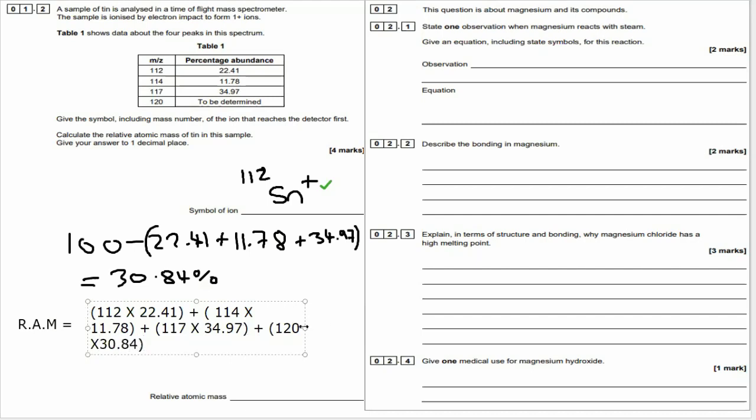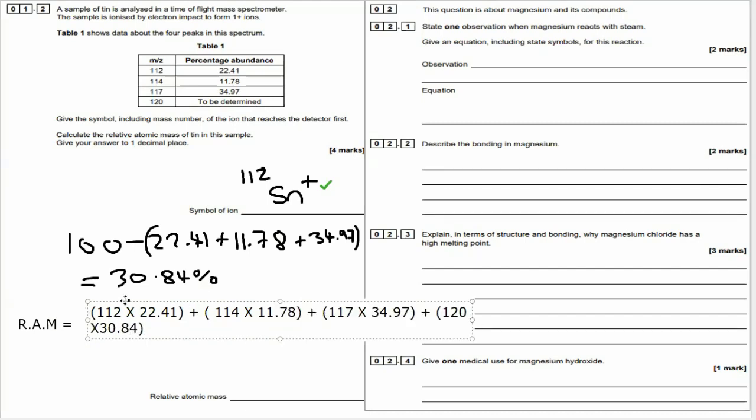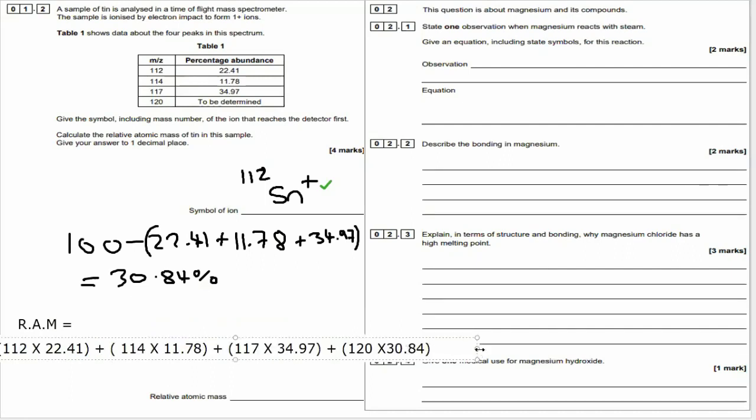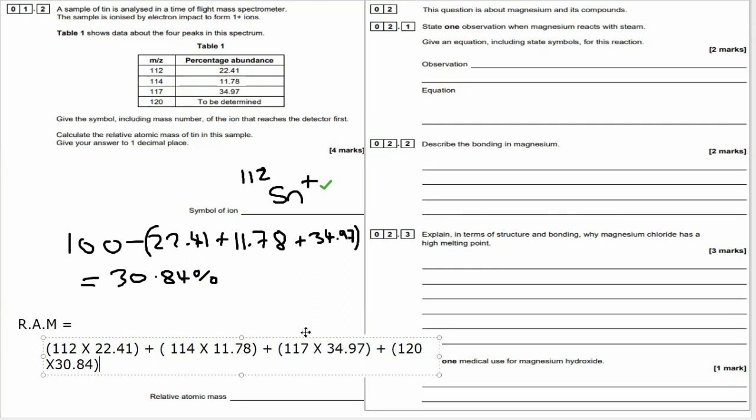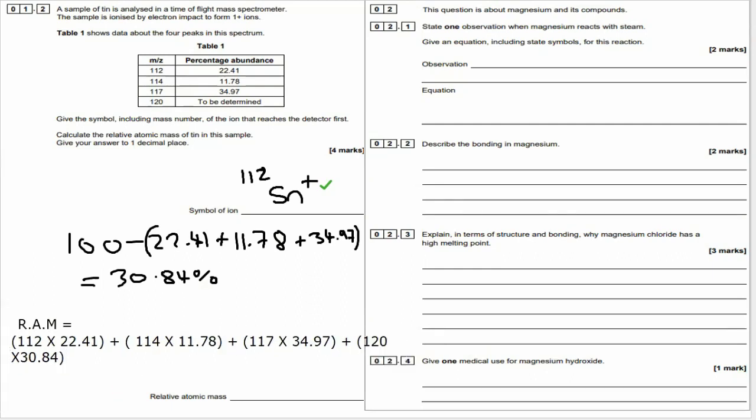And if we pop this all in the calculator, we're going to get an answer roughly, when it's rounded, as 116.5. So let's divide that by 100, like so, and then we get 116.5.